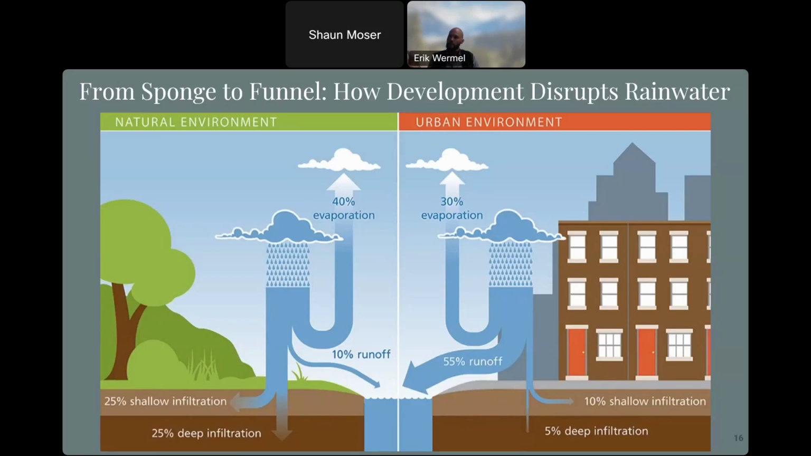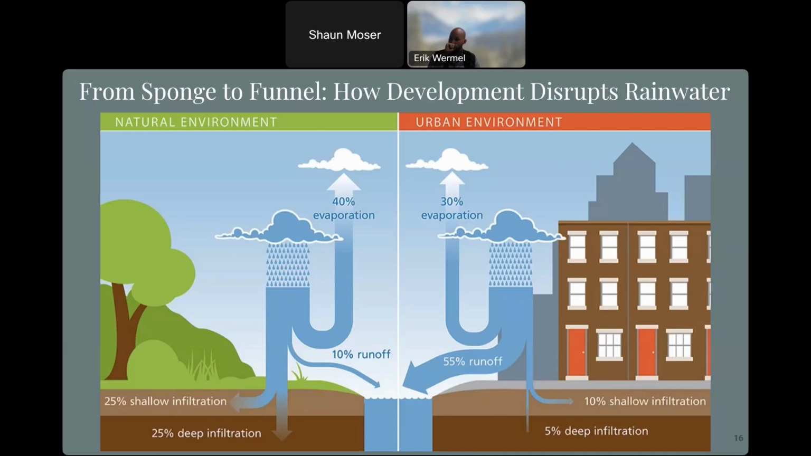This graphic shows how rainwater used to move in a natural landscape compared to how it does now. Before development, rain would land on forest, meadows, and healthy soil, and about 50 to 60% of that soaked into groundwater, which would replenish our groundwater flow. Only around 10% ran off the surface. The rest was taken up by plants, returned to the atmosphere through transpiration or evaporation, but much of it was stored. So natural landscapes act as a sponge.